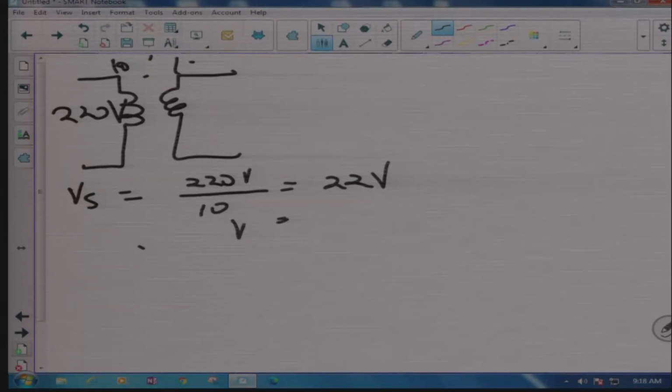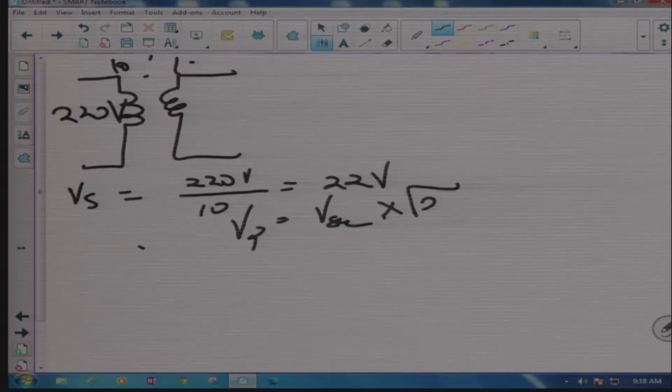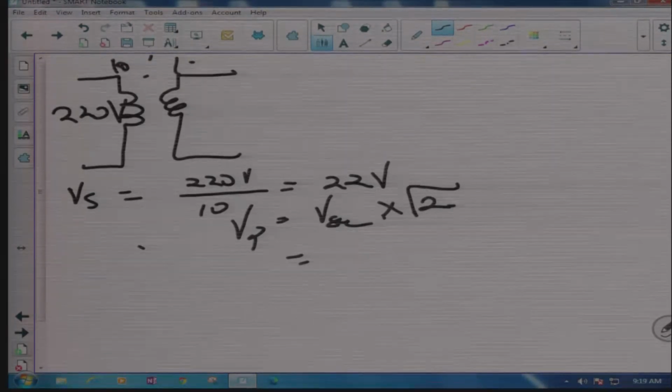To convert this to a V peak, you'll say V secondary multiplied by square root of 2. Now that's straightforward. You can do those calculations on your own. Always be careful. If the given voltage is not stipulated as peak or RMS, you calculate it, or you assume it to be an RMS.